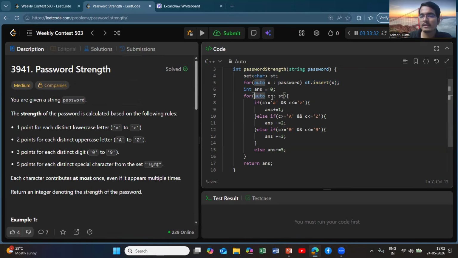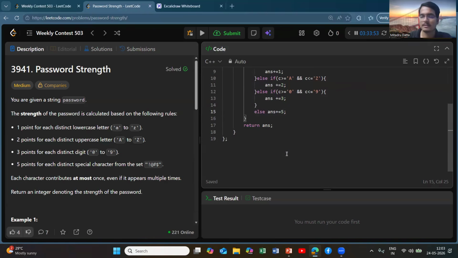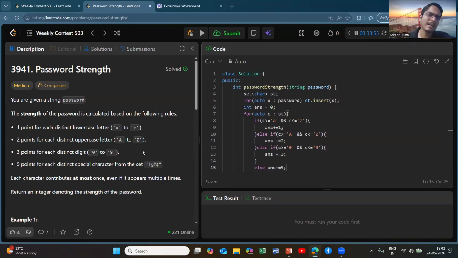And while iterating through the elements, you can just check whether they lie from lowercase a to z. Then you add 1 to your answer. If they lie from uppercase A to Z, you can add 2 to your answer. And for the others, you can just do whatever is told. Right, 3 points for distinct digits and 5 points for distinct special characters. Else return the answer. And that's all. I guess the second problem was also really easy.